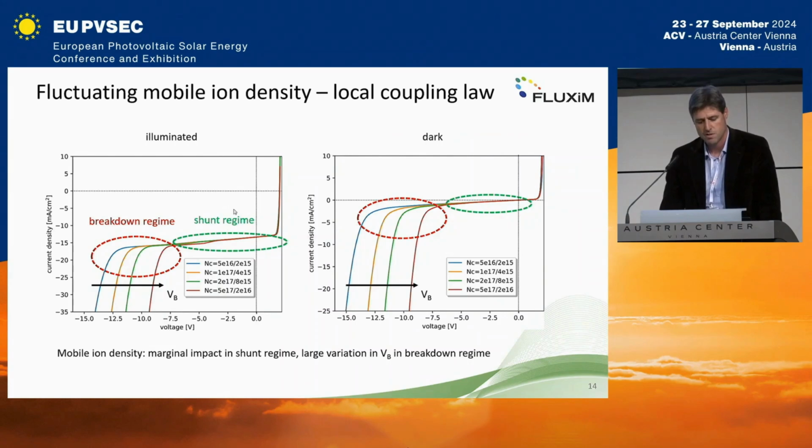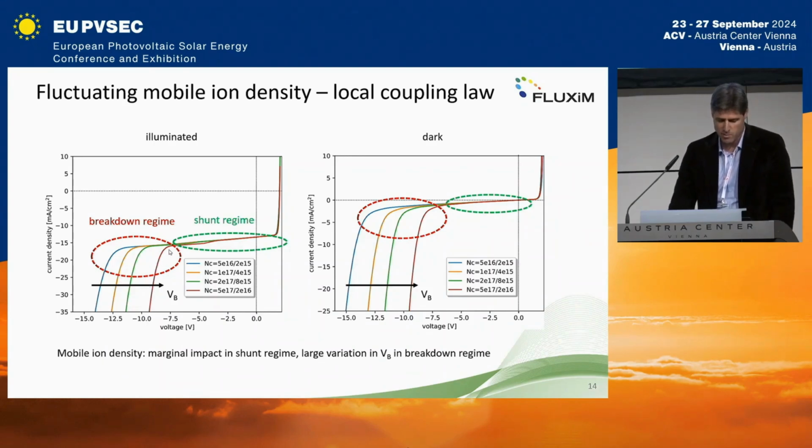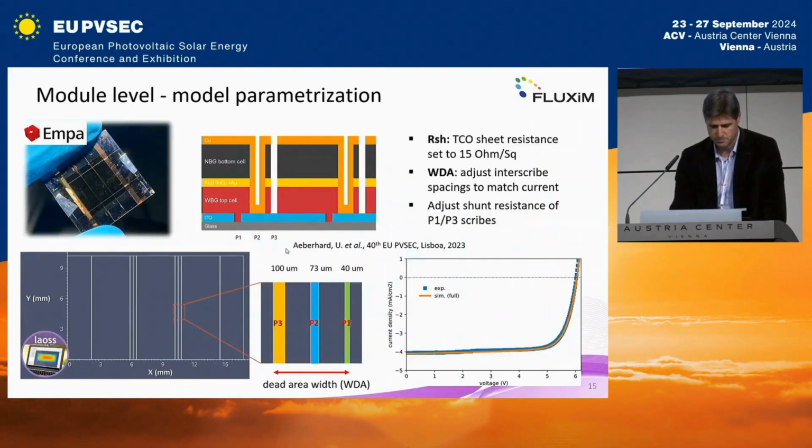So we then compute these characteristics for different concentrations of mobile ions, and we see that the shunt regime is not really affected, as expected, but we have a very strong impact of mobile ion density on the breakdown voltage, both in the dark and under illumination.